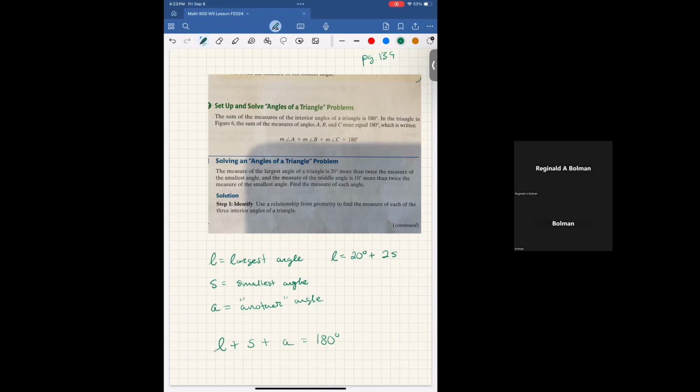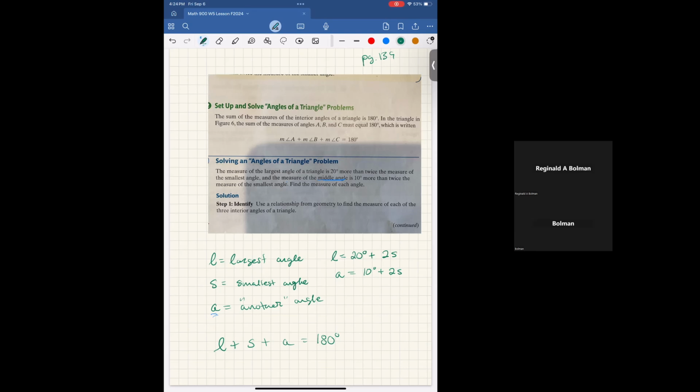Now it says that the middle angle is 10 degrees more than twice the measurement of the smallest. So look, it says the middle angle. We're just going to use this A. We said A is just another angle, right? So in this instance, our A will be our middle angle. And it says that it's 10 degrees more than twice the measure of the smallest angle. So we have 2 times the smallest angle measurement. And then if we add 10 degrees to that, we get our A value.